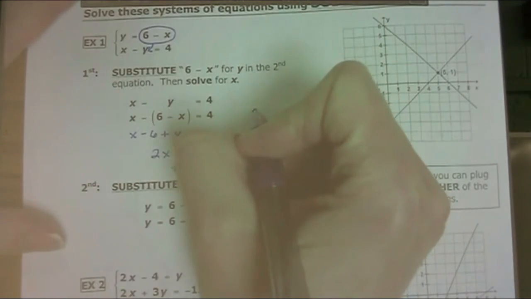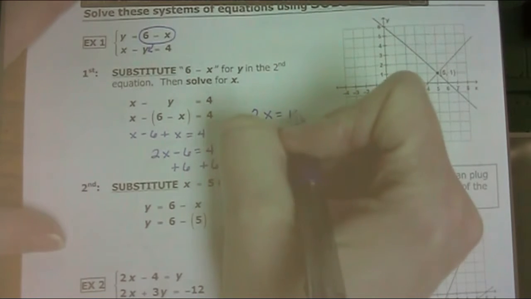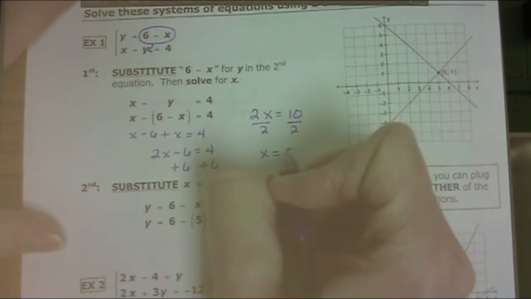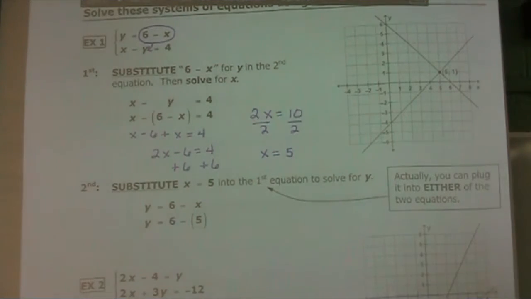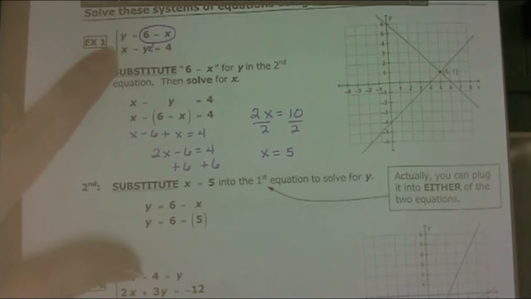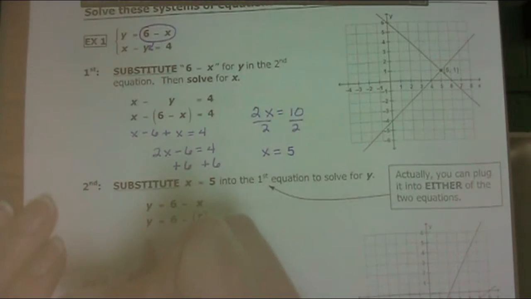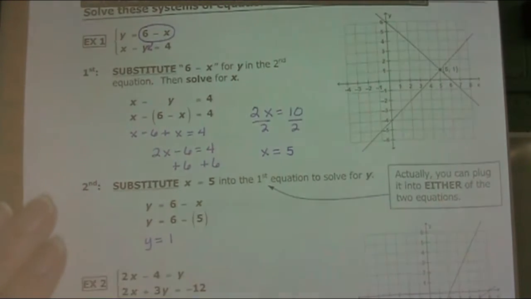And I've got 2x equals 10. Divide both sides by 2, and I have x equals 5. I'm not done though, because I need to know the y coordinate that goes with it. So in order to find the y coordinate, go back to this equation that says y equals 6 minus x. Since I know that x is 5, I'm now going to substitute 5 in place of x. So I have y equals 6 minus 5, which gives me y equals 1.